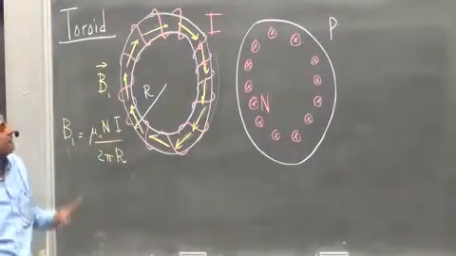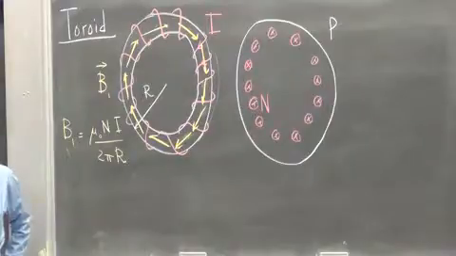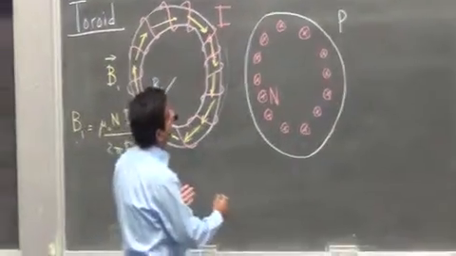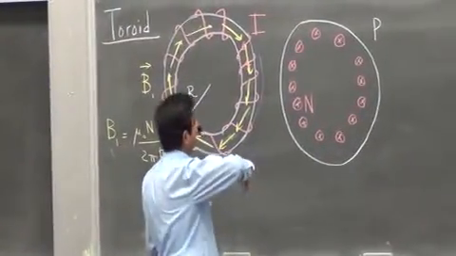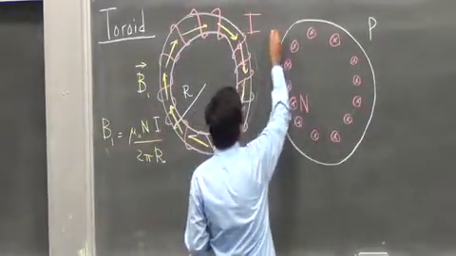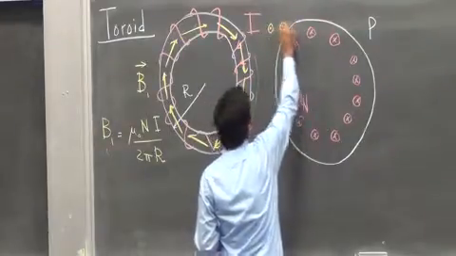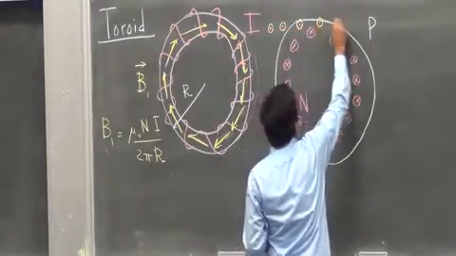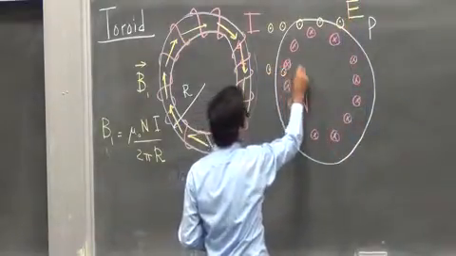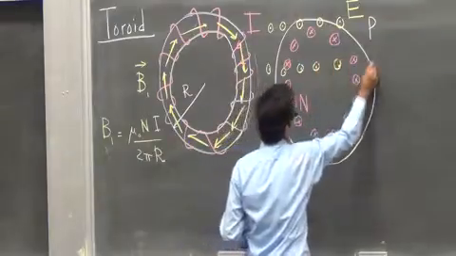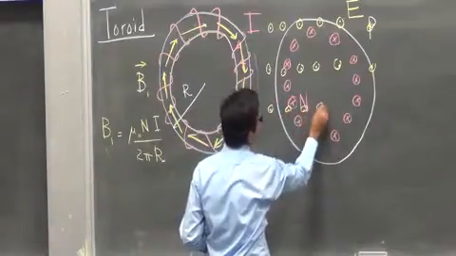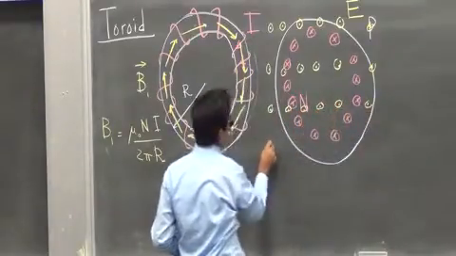So now I do something different. I put all of this inside an electric field. Suppose the electric field is pointing in some direction. Suppose the electric field is pointing out of the plane of the paper. So this is E, pointing out, and it's uniform everywhere. So I bathe this toroid, which is carrying a current, inside a uniform electric field.